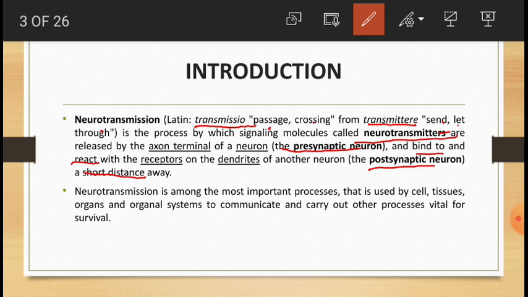Neurotransmission is among the most important processes, and it is used by cells, tissues, organs, and organelle systems to communicate and carry out other processes vital for survival.